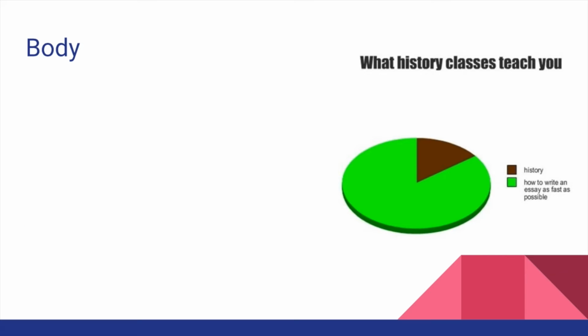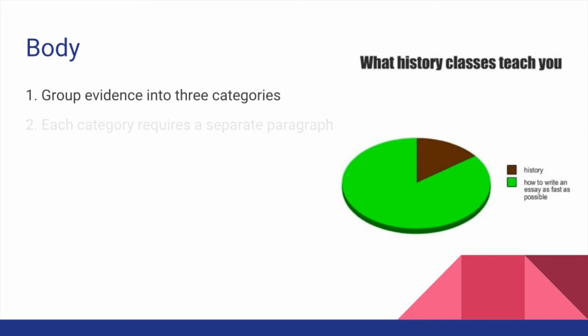Also confusing you. Anyways, the body of the essay. You want to group your evidence into 3 categories. So all that evidence that you've written down beside the prompt that was like some random words in the prompt made you think of it, you want to group them into 3 categories so you can argue them in a coherent essay. So each evidence category requires a separate paragraph, and here's how you structure each paragraph.